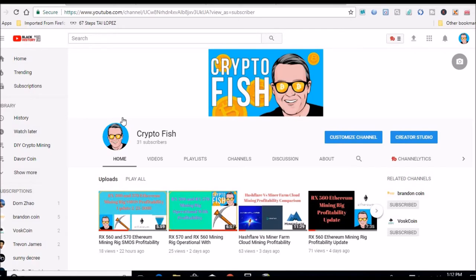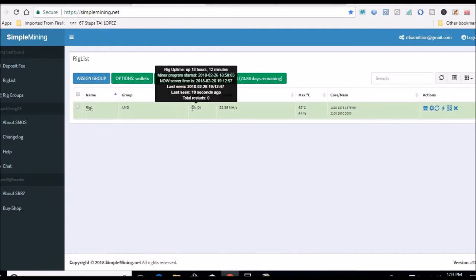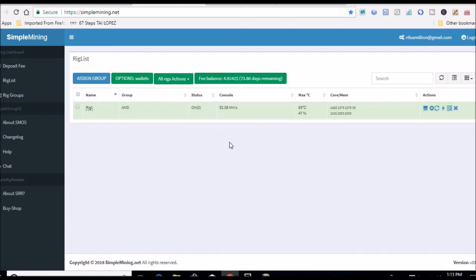So as you saw, I've got all three cards on the mining rig working now. They've been up and working now, let me check, for about 18 hours. So, seems to be pretty stable. What I did just now is I finally overclocked all three cards here in SMOS. So you can see right here, the first card, GPU1, is at 29.5 megahash, which is the 570. And both 560s are sitting at about 13.5 megahash.